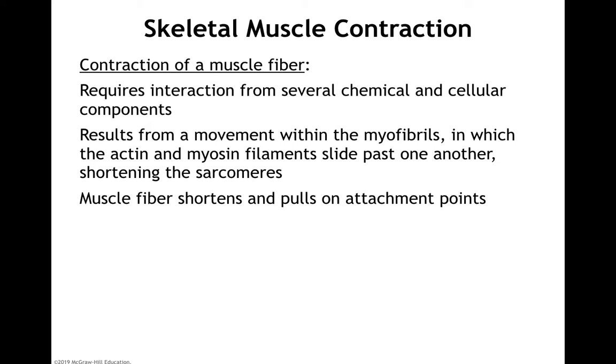To contract the muscle fiber, you're going to need the interaction of chemical and cellular components, and it will result in the movement of the myofibrils. The actin and myosin are actually going to slide past one another, and the effect of that is to shorten the sarcomeres. The fibers will shorten and pull on the attachment points. They will pull the insertion towards the origin.